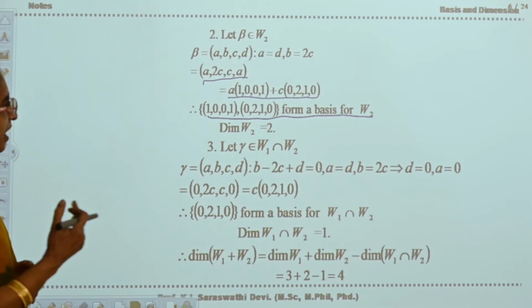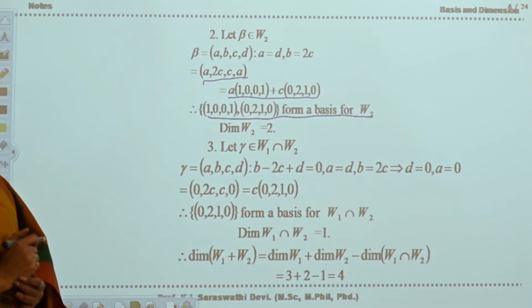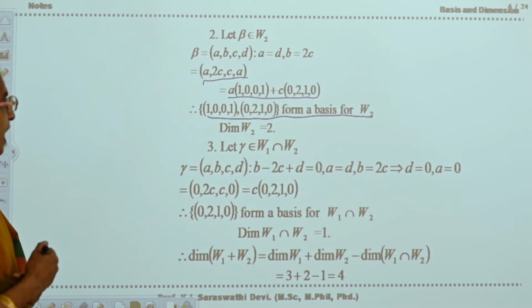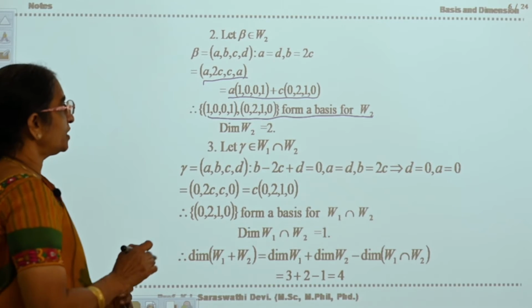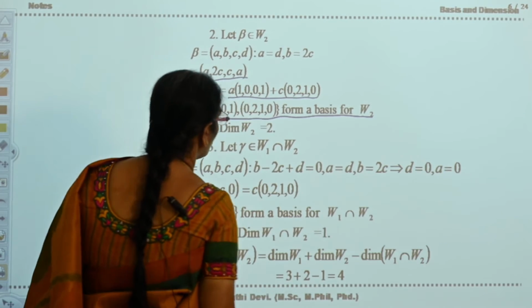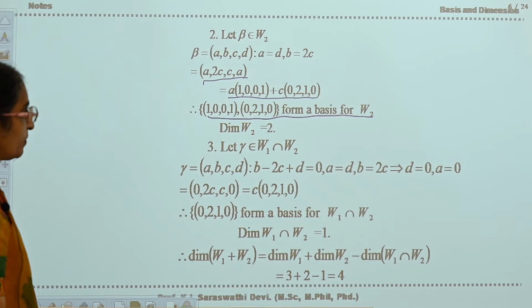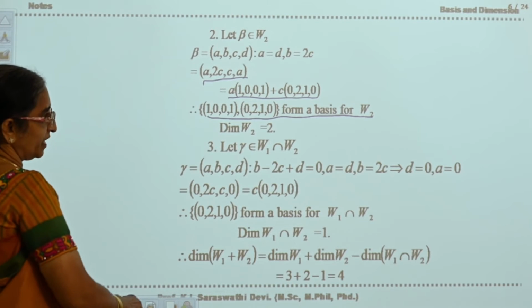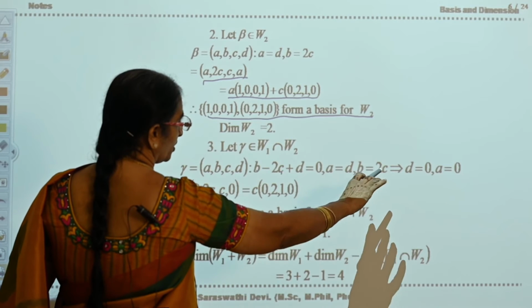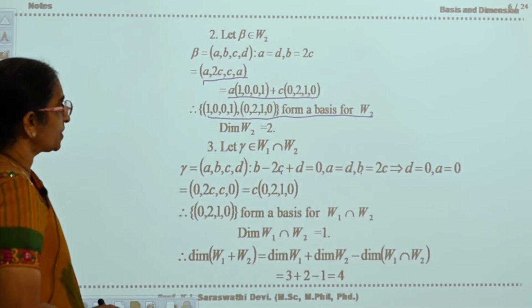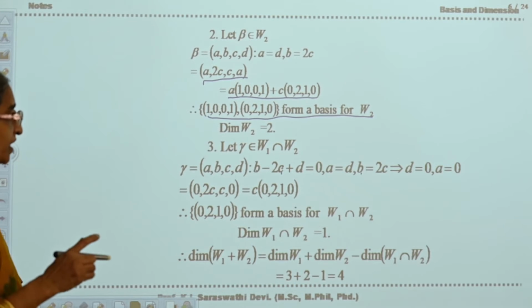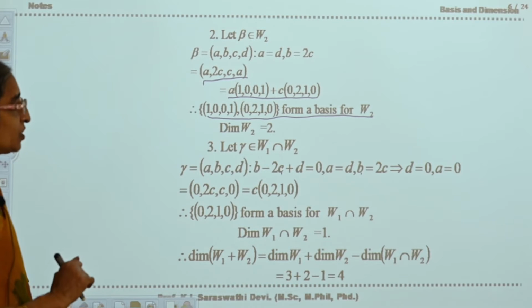Now let gamma belong to W1 intersection W2. W1 intersection W2 means all the elements that both have in common. Gamma is equal to ABCD. B minus 2C plus D is equal to 0. A is equal to D. B is equal to 2C. D is equal to 0. A is equal to 0. Therefore, this element will be, from here, see, B is equal to 2C. If you substitute here, B is equal to 2C, D is equal to 0. And this one. Now, (0, 2C, C, 0) is equal to C times (0, 2, 1, 0). So (0, 2, 1, 0) forms a basis. Therefore, the dimension of W1 intersection W2 is 1.